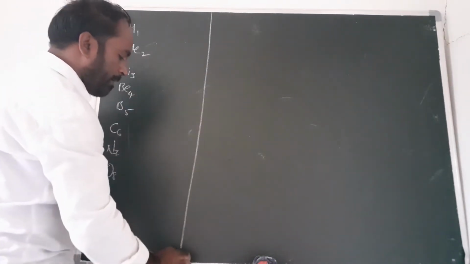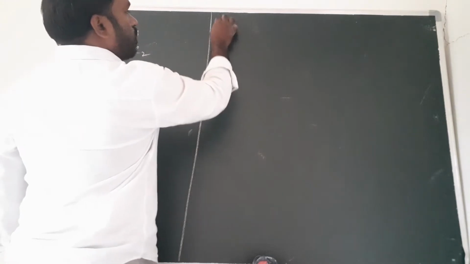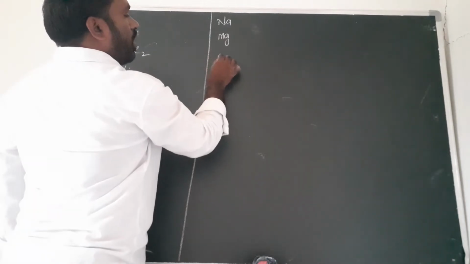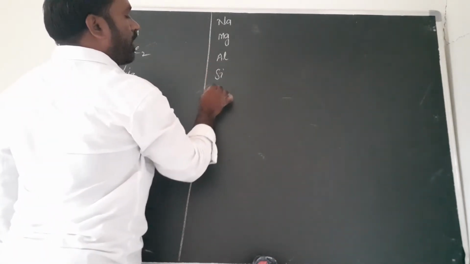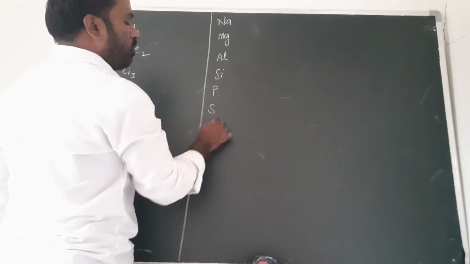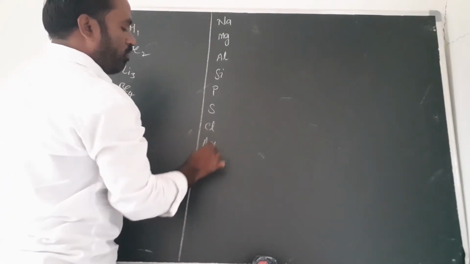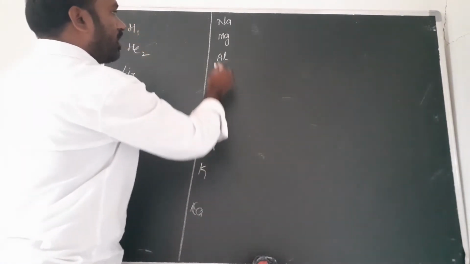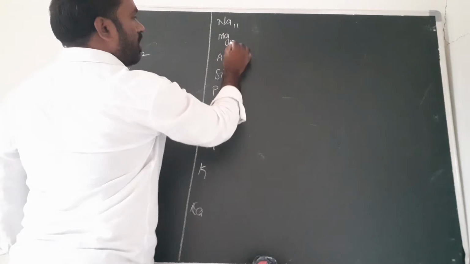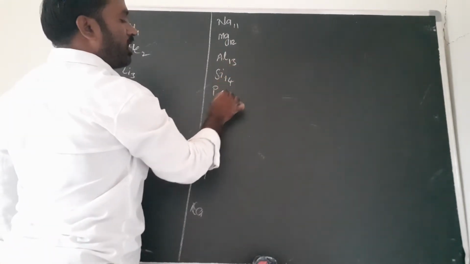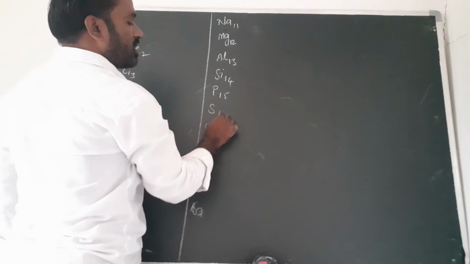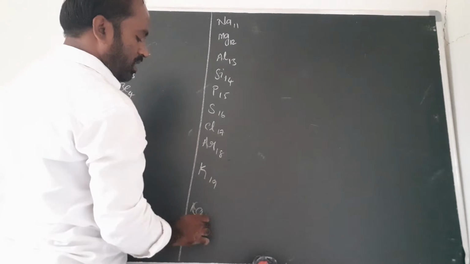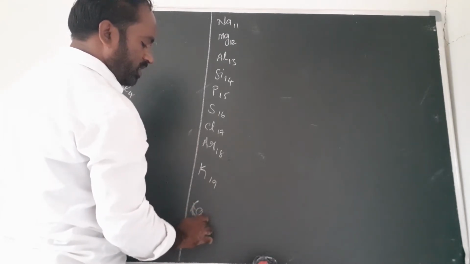Next, sodium, magnesium, aluminum, silicon, phosphorus, sulfur, chlorine, argon, potassium and calcium. Here the sodium atomic number is 11, magnesium is 12, aluminum 13, silicon 14, phosphorus 15, sulfur 16, chlorine 17, argon 18, potassium is 19, calcium is 20.